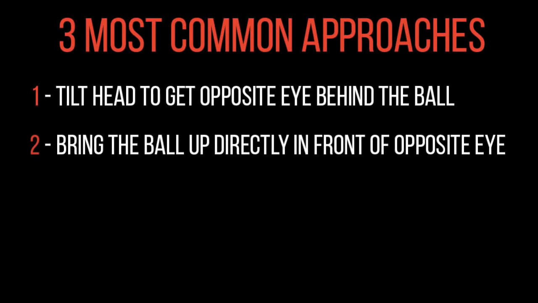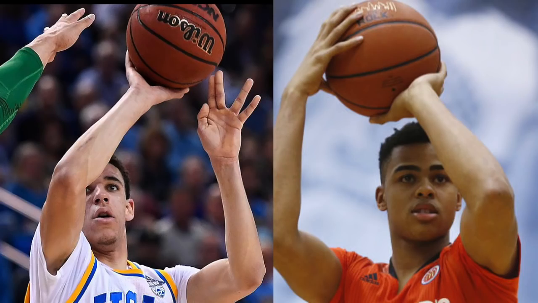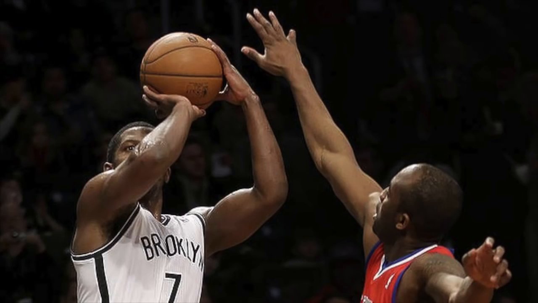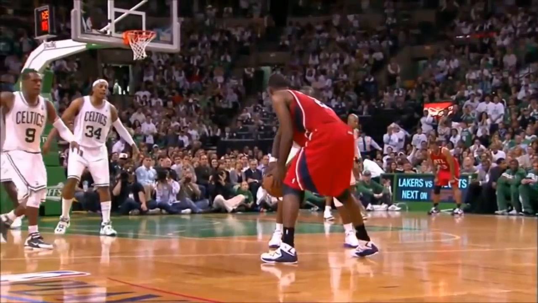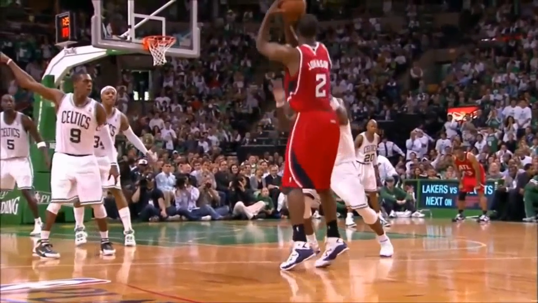The second approach is that many shooters bring the ball directly up to their opposite eye. This is the approach that Lonzo took, but he took it to an extreme that you don't see very often. And there are also some shooters who use a combination of the first two options. Joe Johnson, for example, brings the ball directly up to his opposite eye, but also has a slight head tilt.